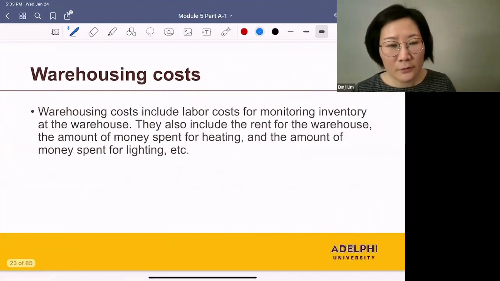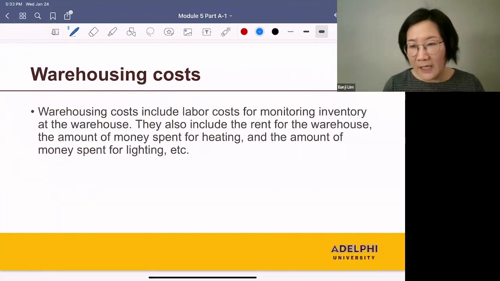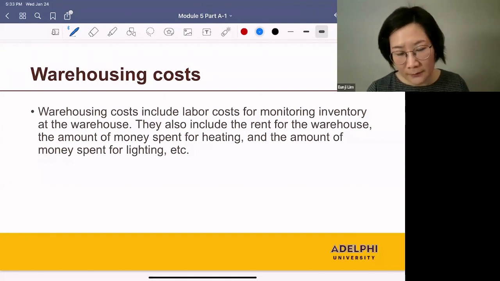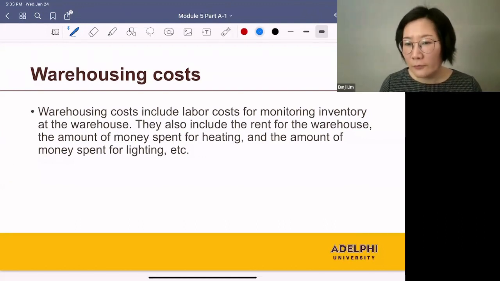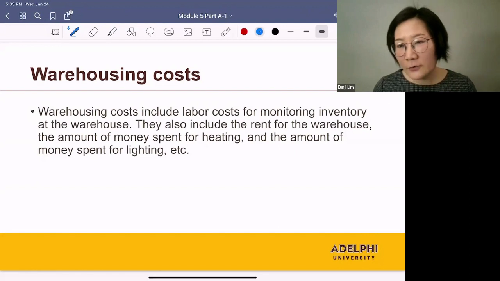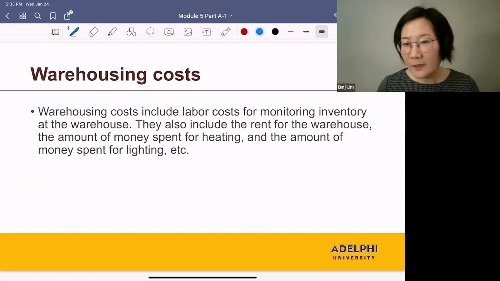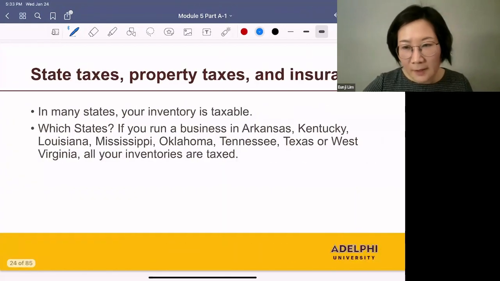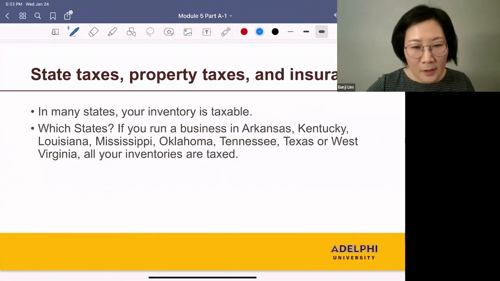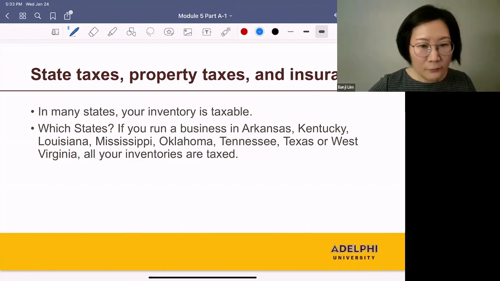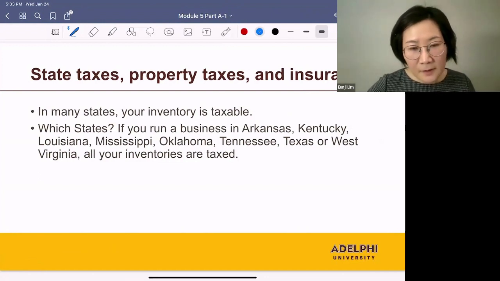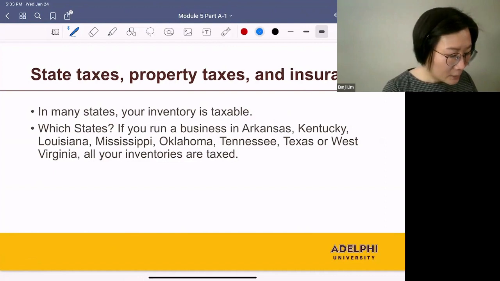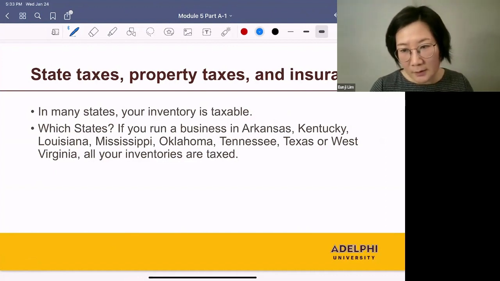Warehousing costs include labor costs for monitoring inventory at the warehouse. They also include the rent for the warehouse, the amount of money spent for heating, lighting, etc. Next, taxes are holding costs. In many states, your inventory is taxable. If you run a business in Arkansas, Kentucky, Louisiana, and so on, all of your inventories are taxed.